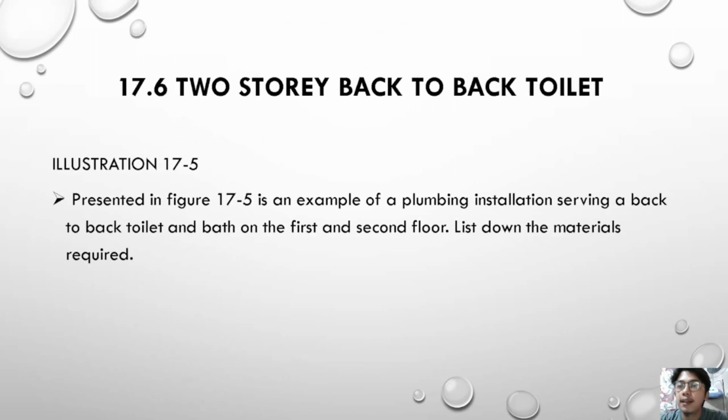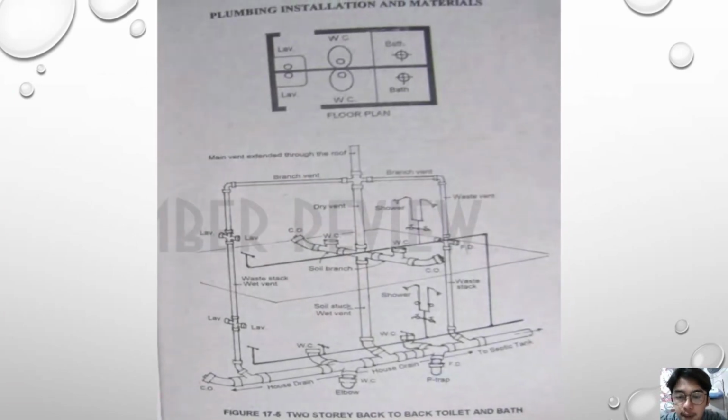Next, 17.6 two-story back-to-back toilet. Illustration 17.5 presented in figure 17.5 is an example of a plumbing installation serving a back-to-back toilet and bath on the first and second floor. List down the materials required. So this is figure 17.5, which is a two-story back-to-back toilet and bath.